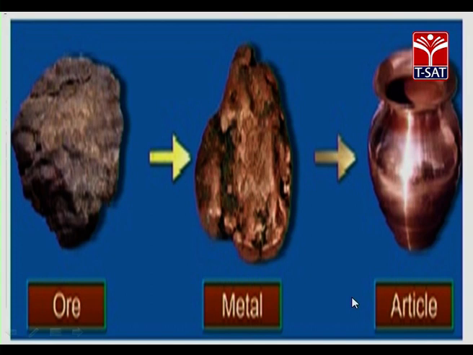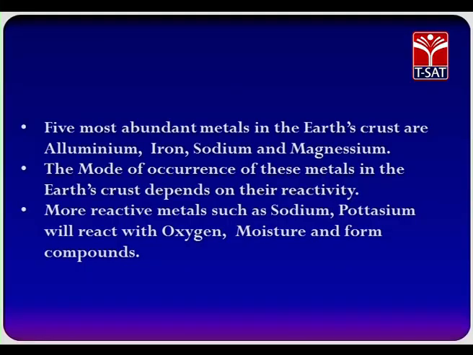Children, from the ore you extract metals, and these metals are used to make articles. So, if you want to make a metal article, you need metal. From where is this metal obtained? From the ore. So, the 5 most abundant metals in the earth's crust are aluminium, iron, sodium and magnesium.